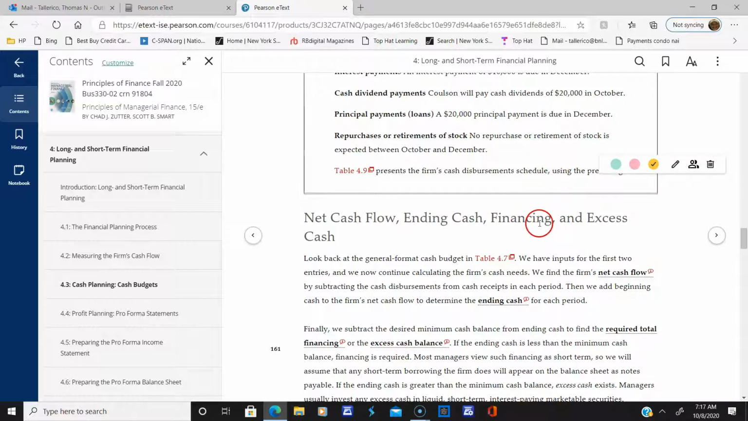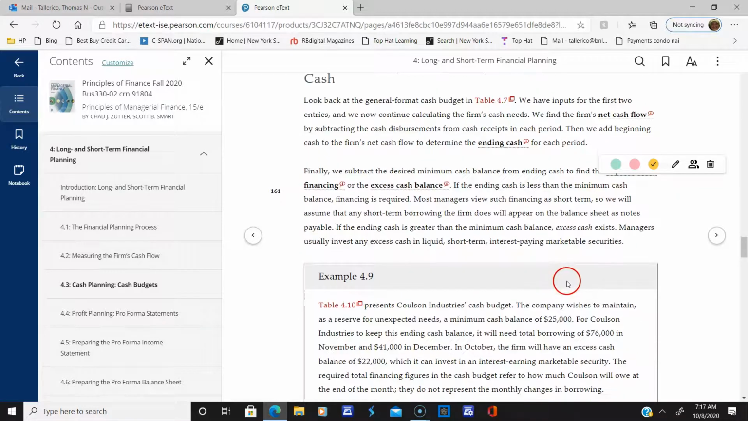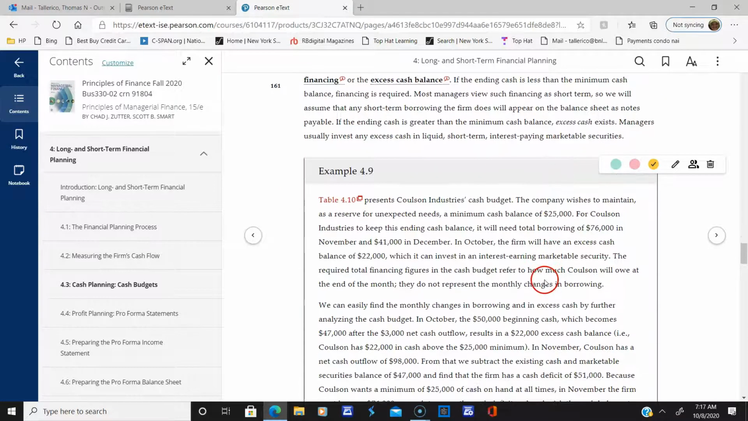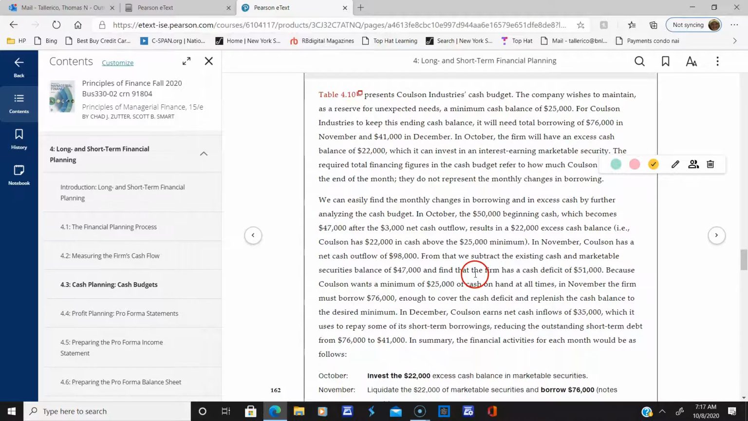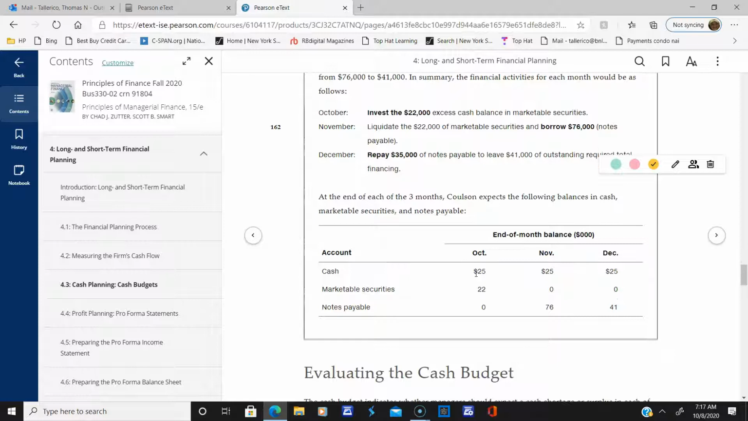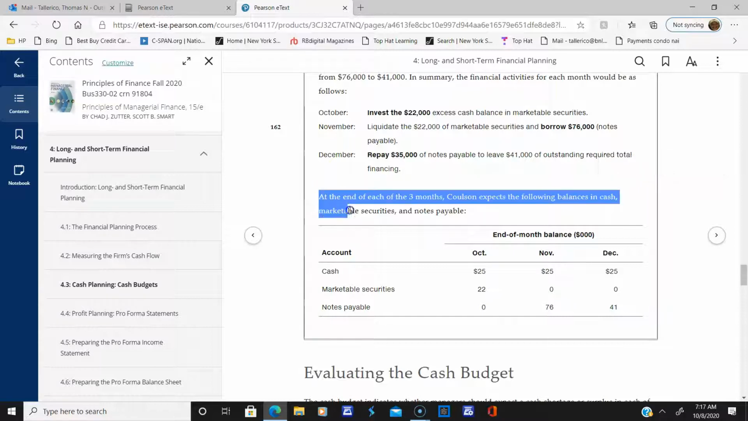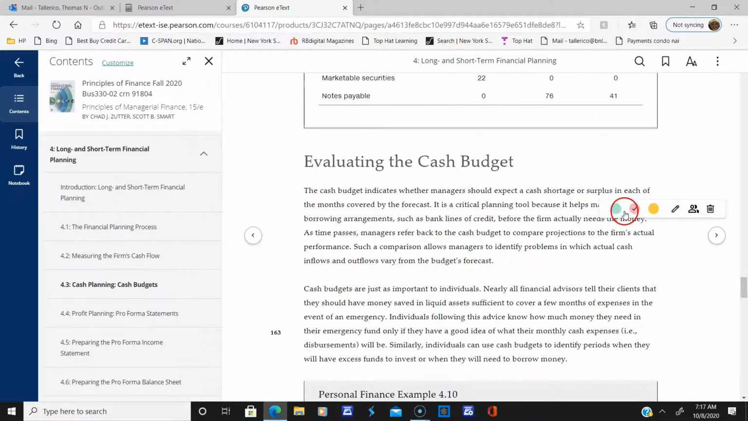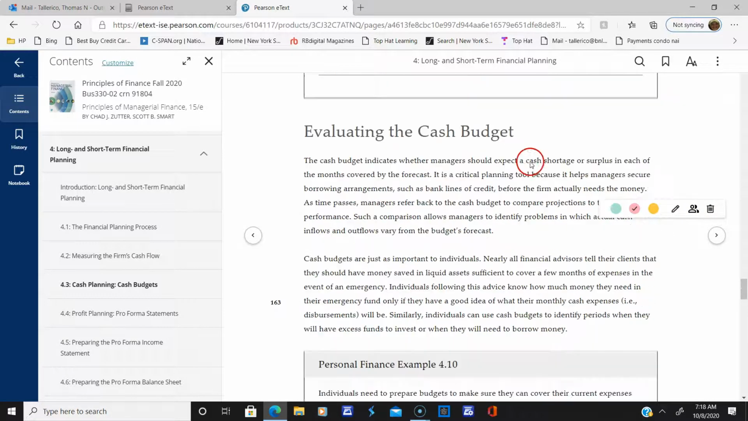And of course, we go through this in great detail, and I went through it up there. So here's the summary of all their numbers. Notice here was the excess cash, and here was the money they had to borrow. I went through that up there, and it's pretty straightforward. It's like keeping a checking account. And here they talk about that right here.